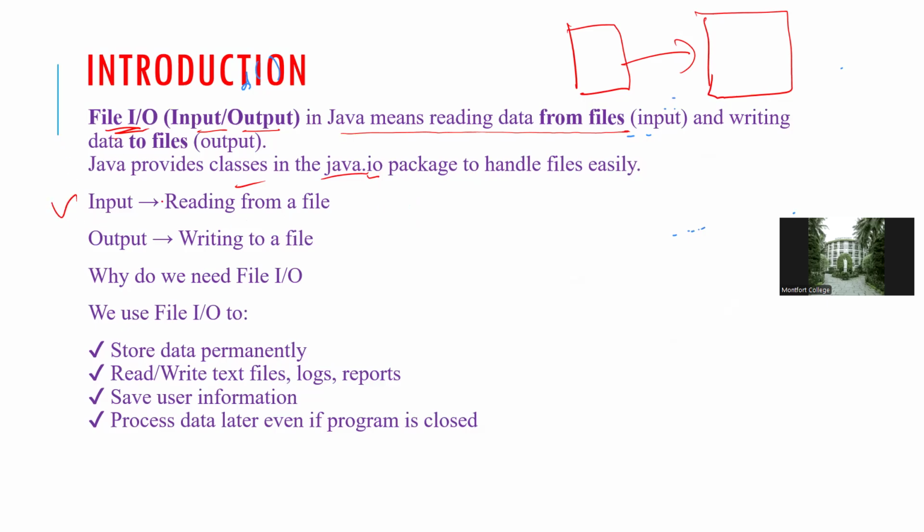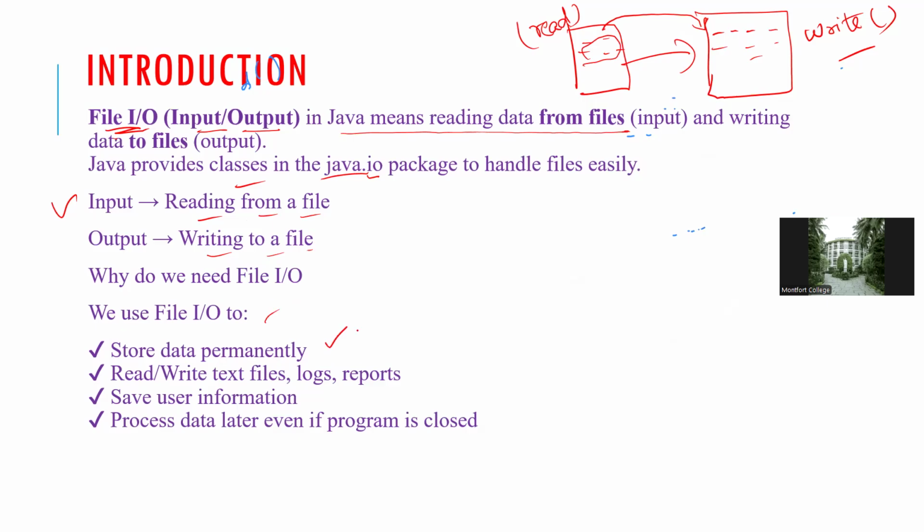Coming to input, reading from a file. I'm reading something from this file, which has some content. Output, writing to the file. I'm going to write this content to this one. First I have to perform the read operation in this, then the write operation in the second file. So finally, what output will you get? The content we have in this will be displayed in this. That is the output.